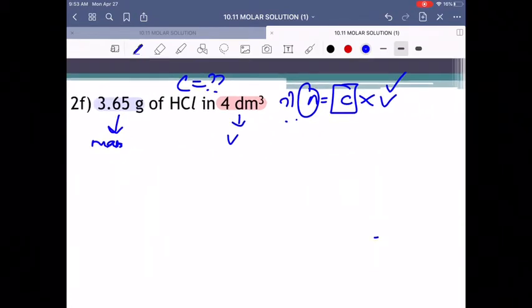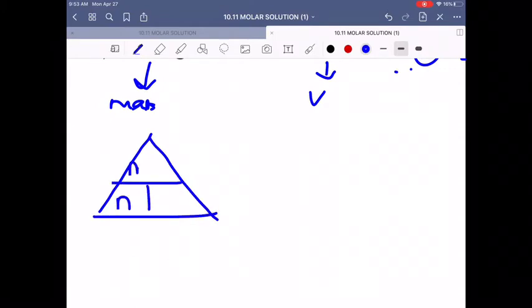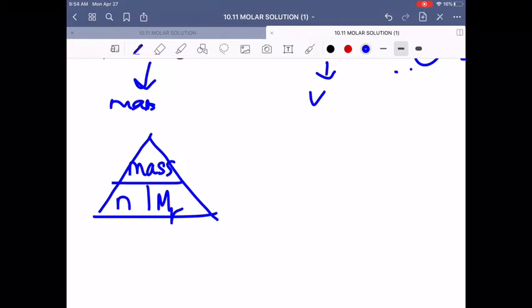But you are given mass. So what you can do is that your mass should be converted to number of moles. Do you remember this triangle? If yes, okay, so you are required to find the number of moles. Number of moles is equal to mass divided by mR.